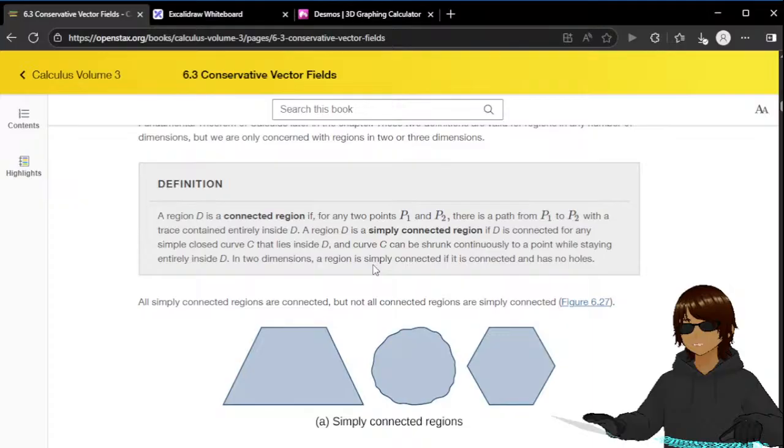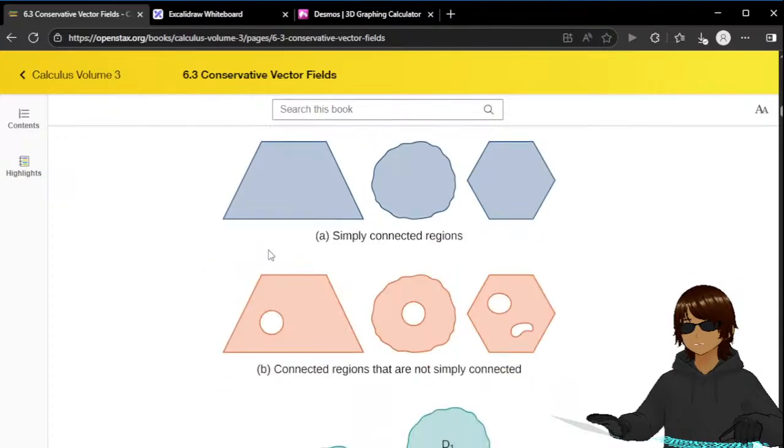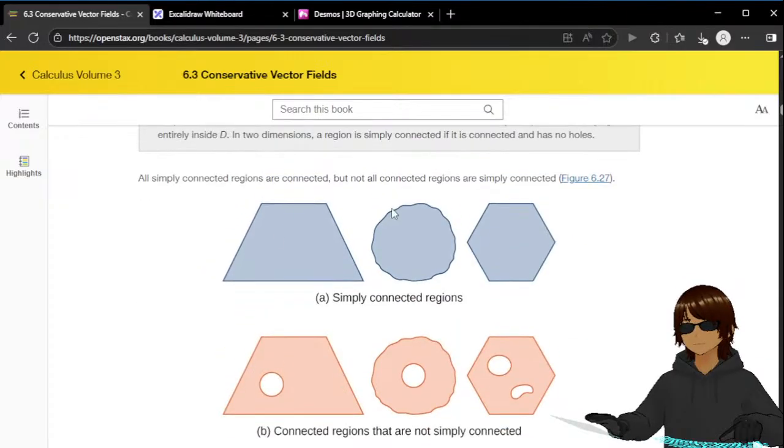In 2 dimensions, a region is simply connected if it is connected and has no holes. I don't understand their previous definition. Okay, so I think if I draw a curve like this inside the region and shrink it as much as I can, it will still be inside the curve and it will still be inside the region. If I have a curve like this and try to shrink it, then the curve at some point will not be inside the region. I think that's what they're saying.